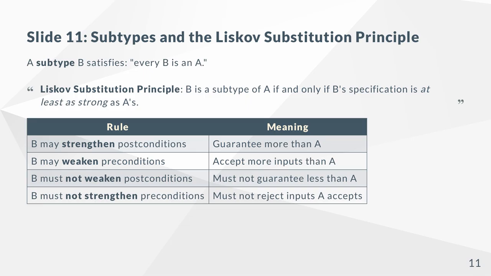When is one type a subtype of another? B is a subtype of A if every B is an A, meaning B's specification is at least as strong as A's.